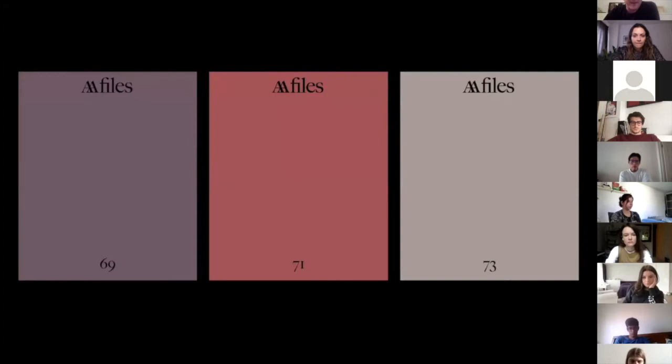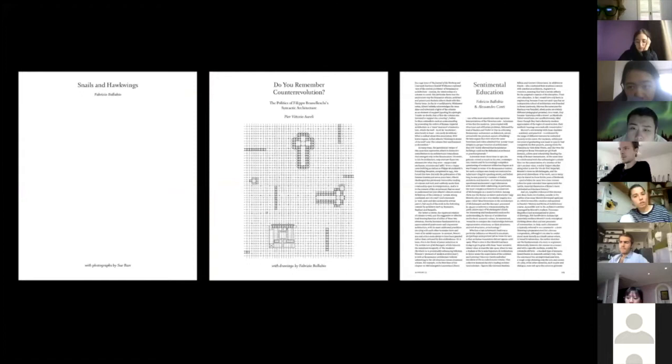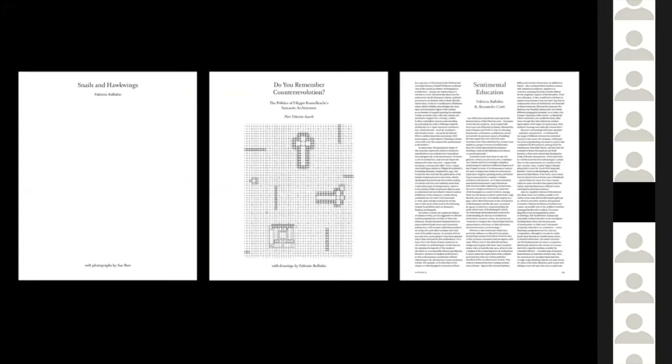These three pieces of research were in fact all developed while I was at the AA and all published in the AA Files under its previous editor, Tom Weaver. And their titles are Snails and Hawkwings, number 69, Do You Remember Counter-Revolution, which is an article actually by Pier Vittorio Aurelli, your history teacher, for whom I produced the drawings. And lastly, Sentimental Education.